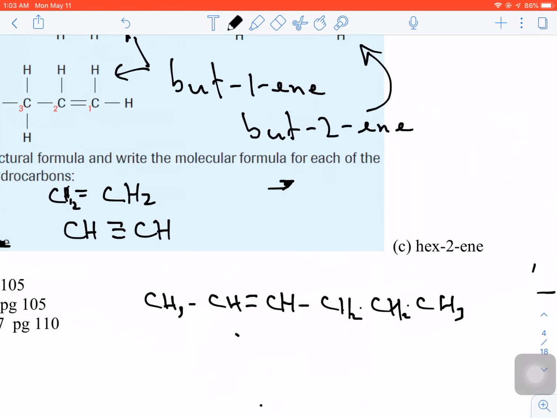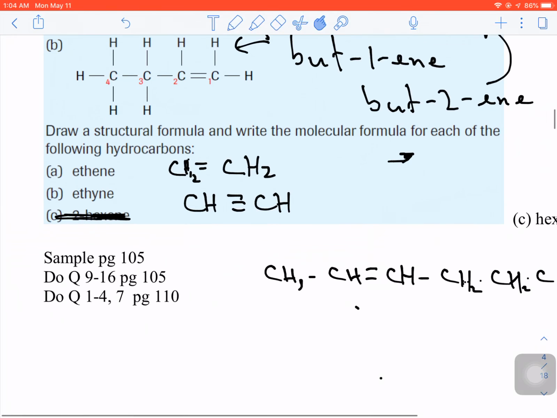So hopefully you're seeing that this is all fairly straightforward in the way that our numbering system works. Ene means I've got at least a double bond. Yne, with a Y, Y-N-E, means I've got a triple bond. So if I look at the sample problems on page 105, okay, so we're now getting a little bit trickier. So let's go to page 105 in the textbook here.